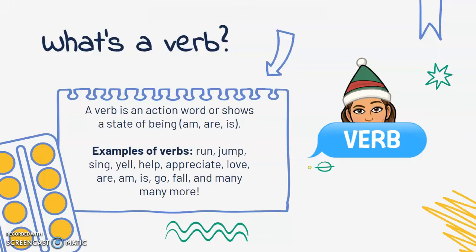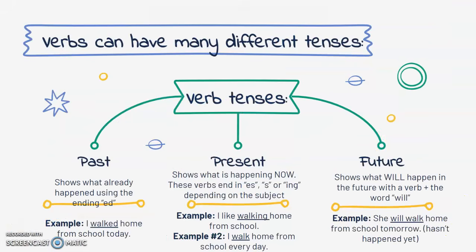But what's important to know is that every single sentence must have a verb, and it's usually being done by the subject of the sentence. Verbs can have many different tenses, and we're just going to focus on the three major verb tenses that you are going to see in the sentences that you write or read in the books or activities that we do in class.